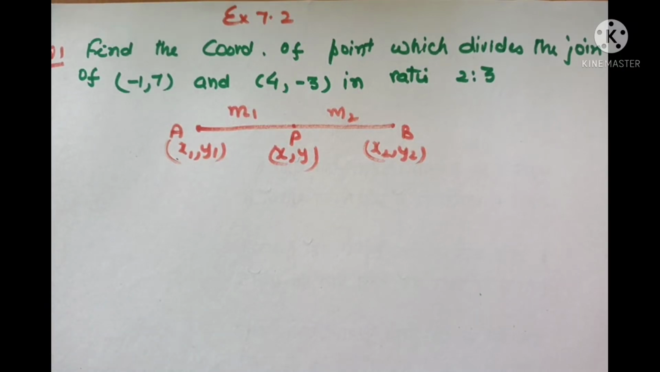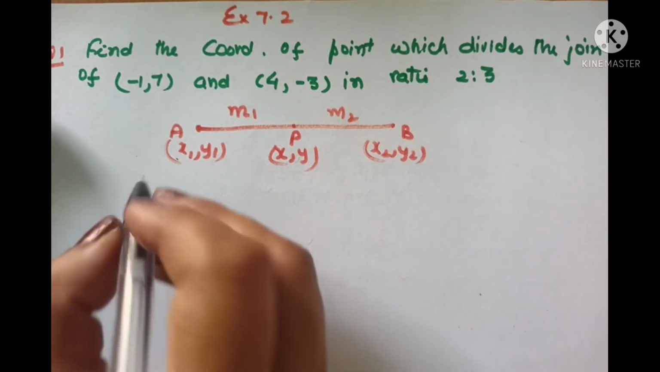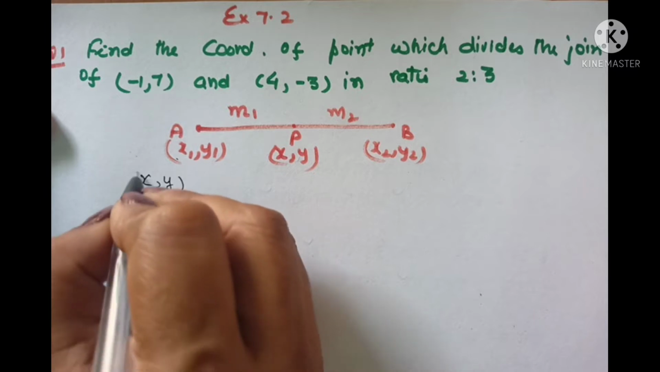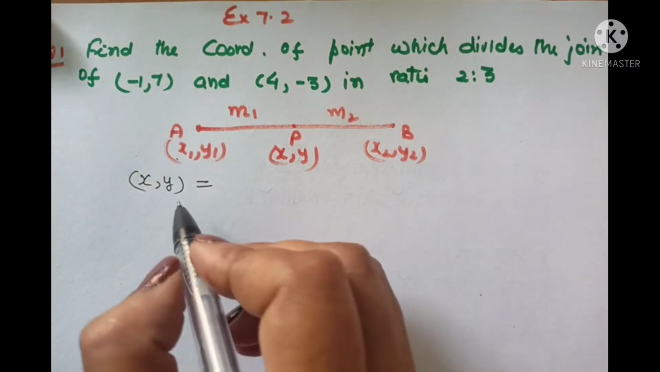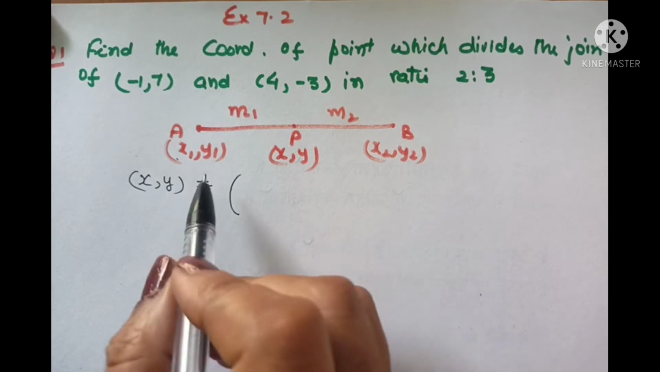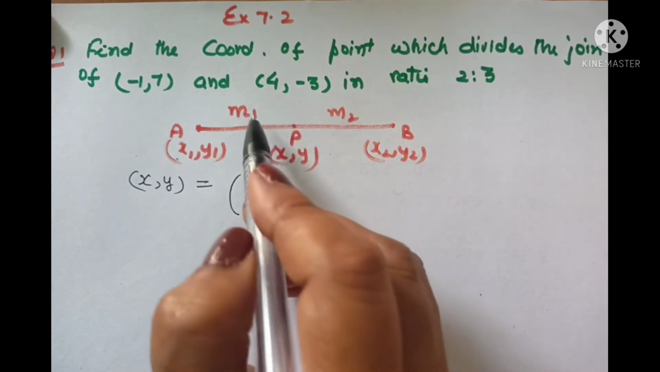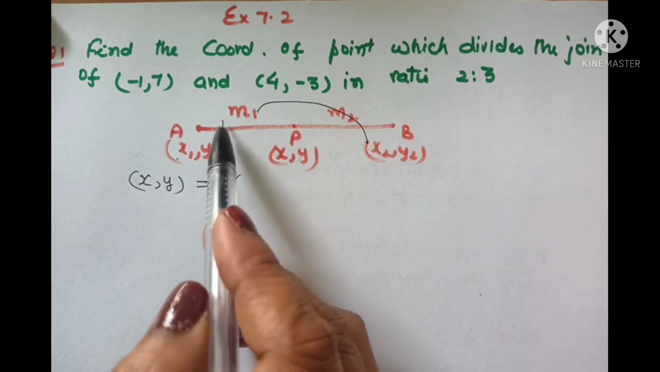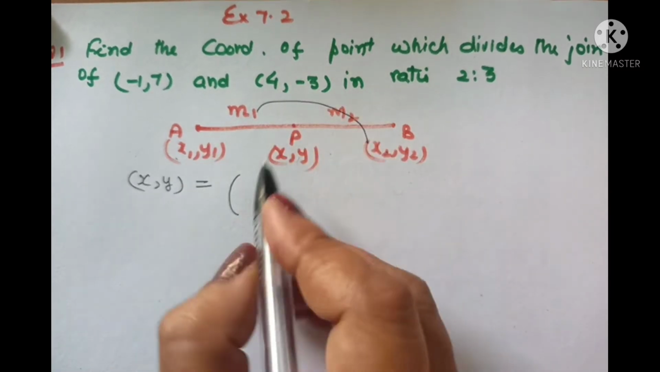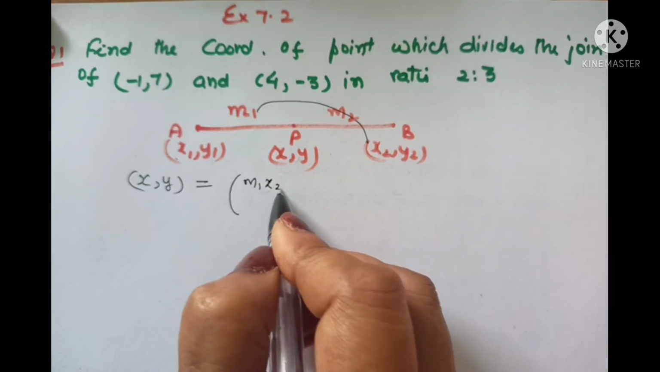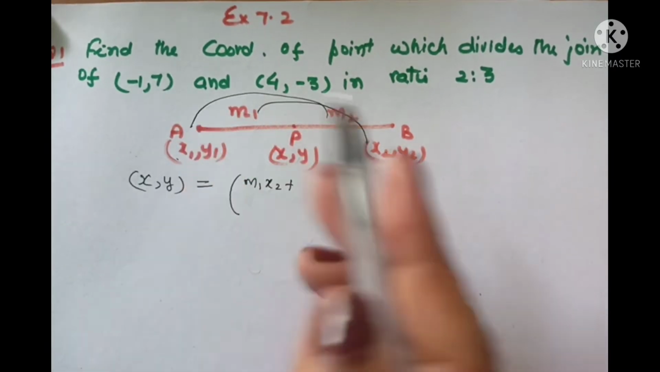To write the section formula, I suggest writing it in a single go rather than writing x and y separately. So x and y is equal to, for x, focus yourself only on x and cross multiply. You don't have to do m1 into x1 like this. You have to cross, right? So m1 into x2 plus m2 into x1.